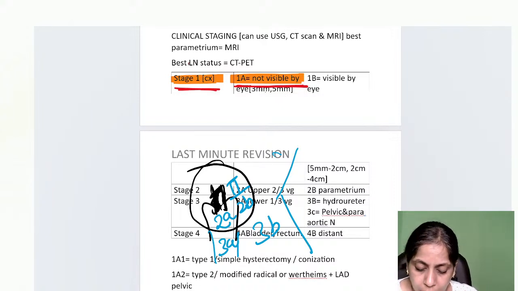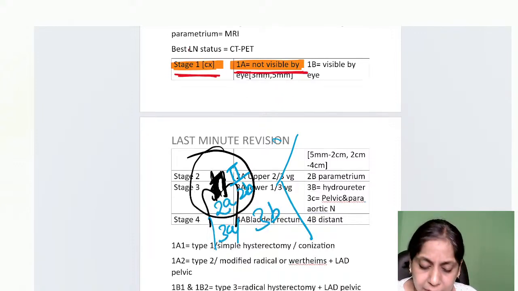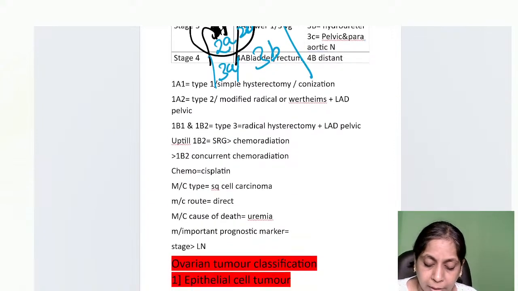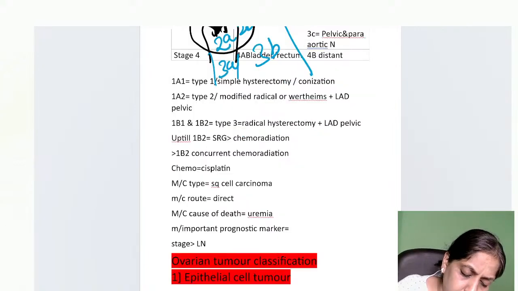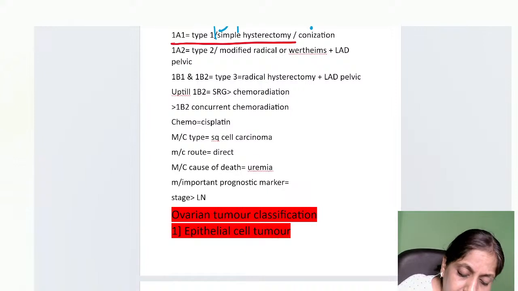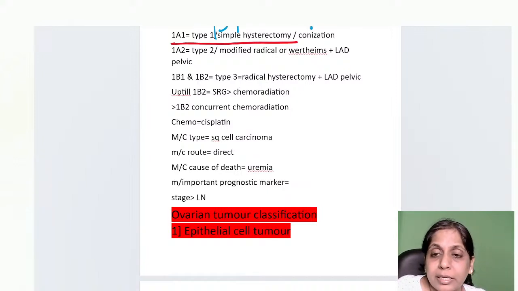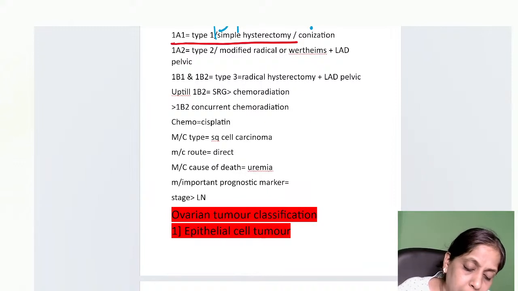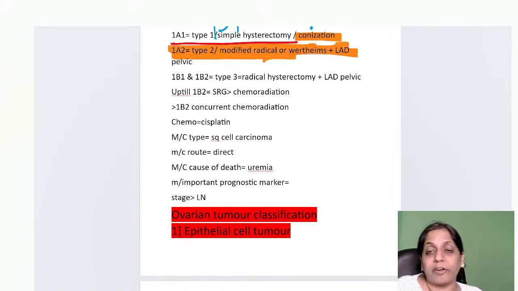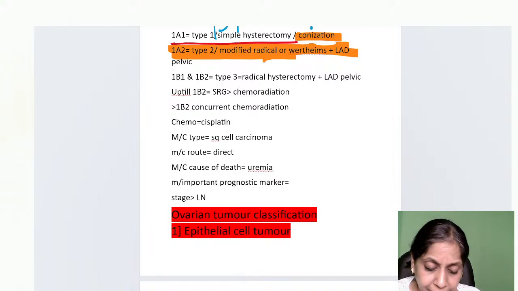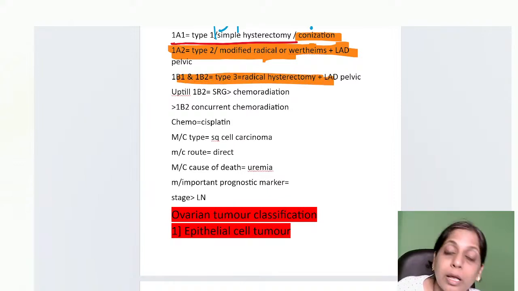The treatment was asked in your last exam, so we are hoping it will be asked this time too. The treatment of 1A1 is simple hysterectomy, or conization if the family is not complete. The treatment of 1A2 is modified radical hysterectomy, type 2, or Verdine's hysterectomy, along with lymphadenectomy. For 1B1 and 1B2, that was your PYQ, we do the type 3, that is the radical hysterectomy.